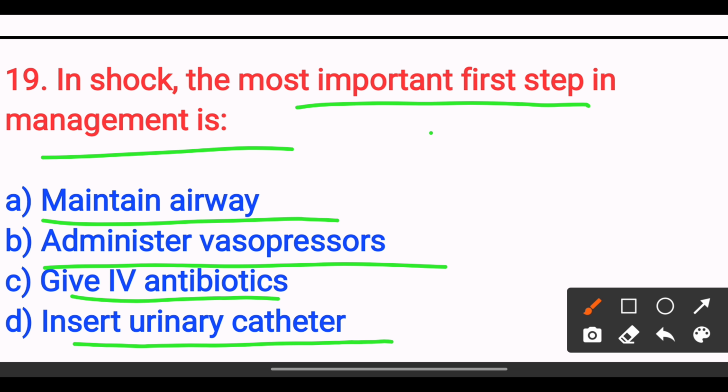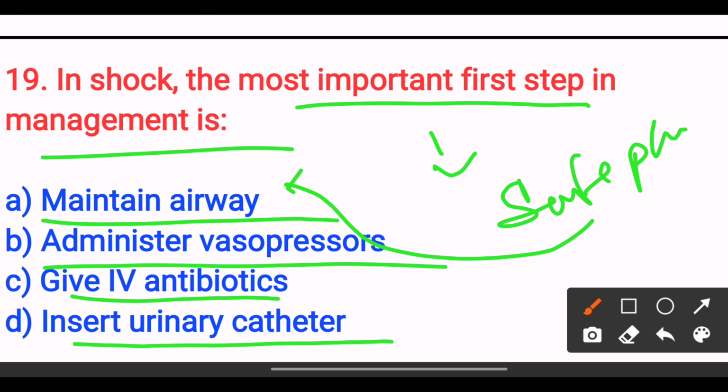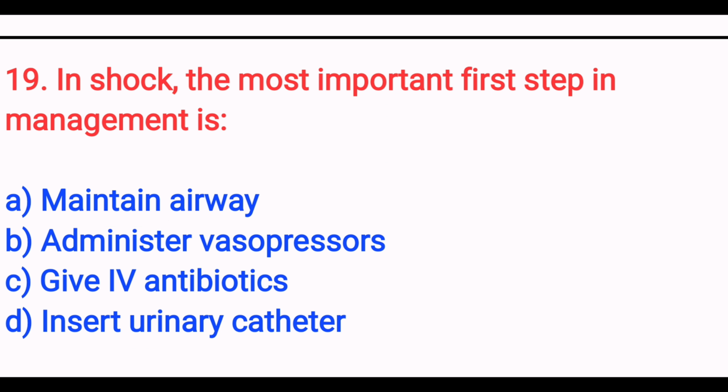In shock, at first we have to see the patient's condition. If the patient is in a safe place, then we maintain the airway. If the patient is not in a safe place, we have to hold the patient and prevent injury. This is the first priority, but it is not in the options, so we will go for maintaining the airway.